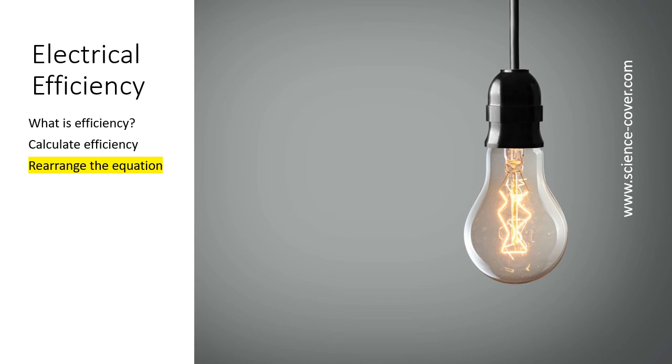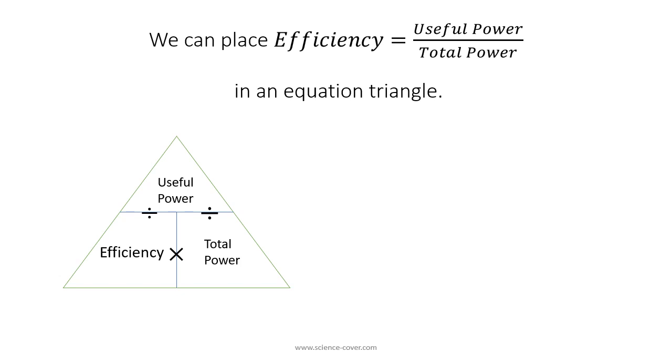Now let's look at how to rearrange the equation. We can place the efficiency equation into an equation triangle with useful power at the top and efficiency and total power at the bottom. Now we can work out how to rearrange the equation by covering up what we're looking for. So if we are asked to find the useful power, you cover up useful power, it tells you it's the efficiency multiplied by the total power.